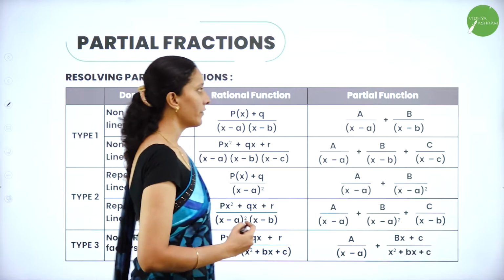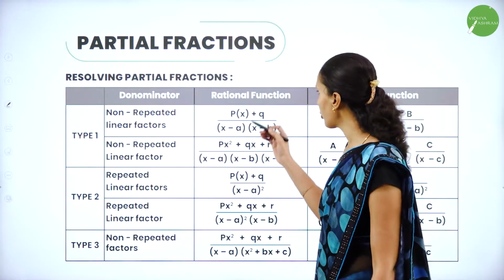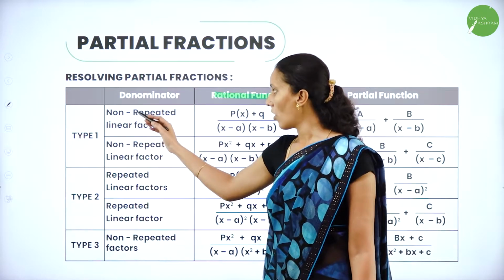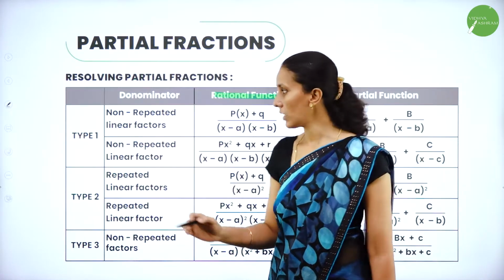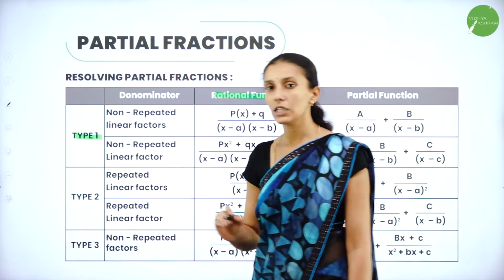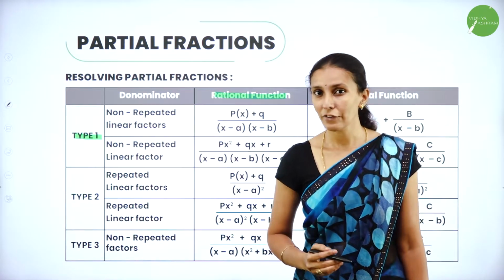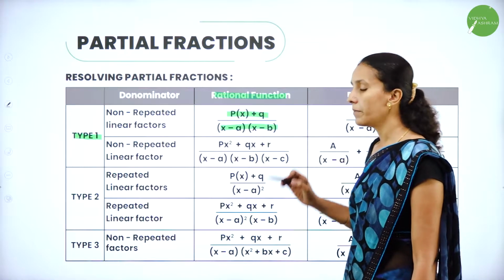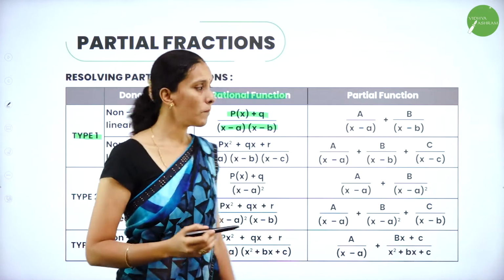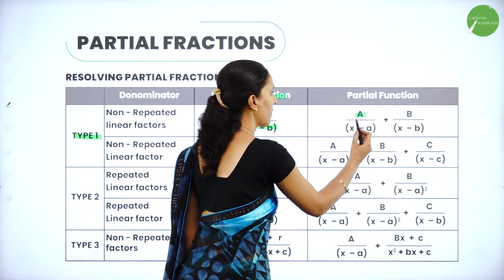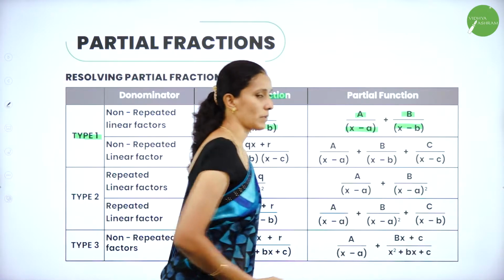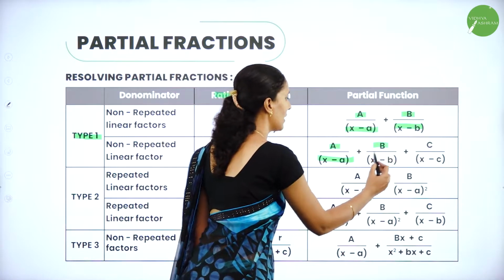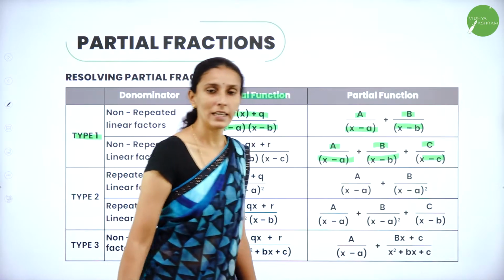Now, whenever we have a rational function and the denominator is of the type non-repeated linear factors, that is type 1. Whenever the denominator has non-repeating linear factors, then the rational function can be expressed as a sum of two partial fractions, A by x minus a, B by x minus b. Suppose you have three linear factors, then you can express it in this form, where A, B, C are constants.